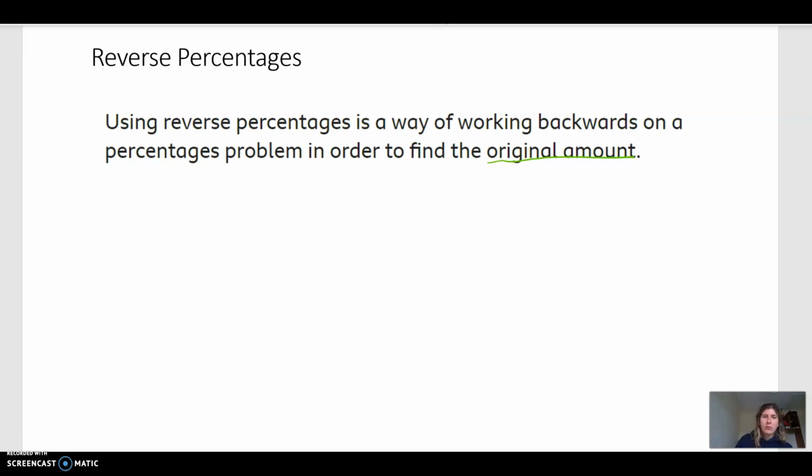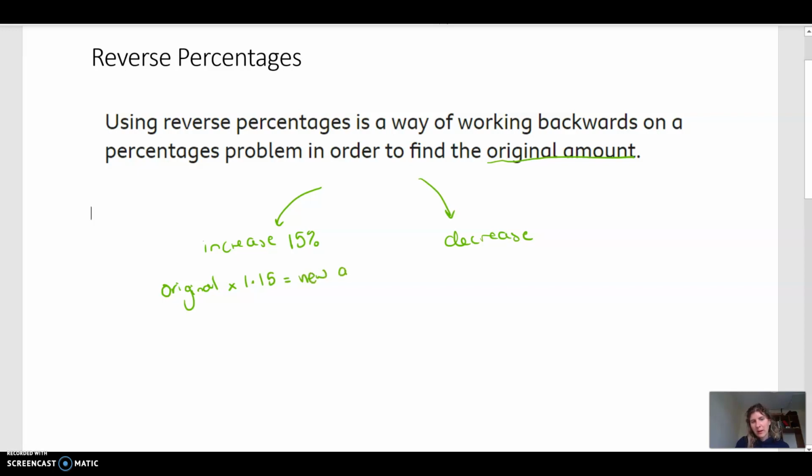Okay, now when we're doing reverse percentages, a little bit of critical knowledge that we have to be able to do first is with reverse percentages, we're always talking about whether we've got an increase or a decrease in a certain amount. So say, for example, we were increasing something by 15%, okay, we would have our original amount, and to increase something by 15%, we multiply it by 1.15, and that gives us our new amount.